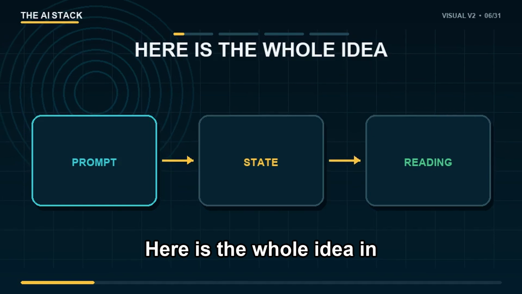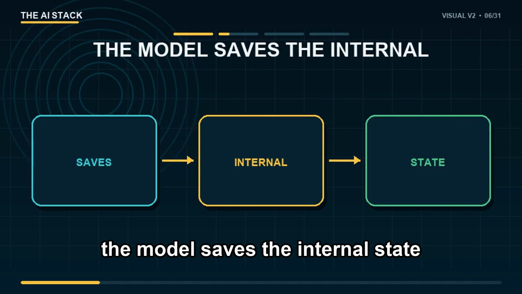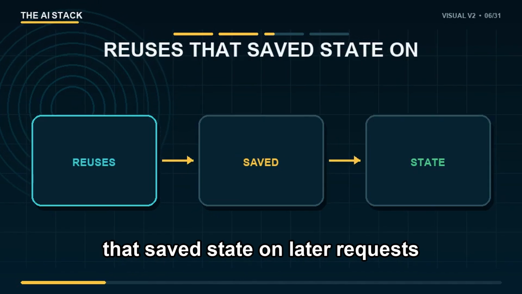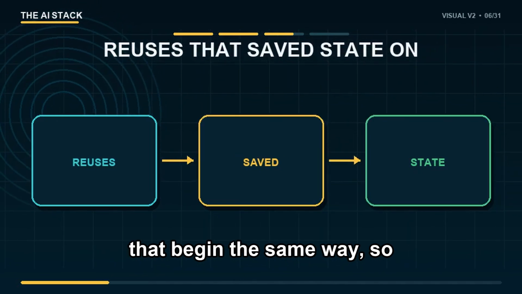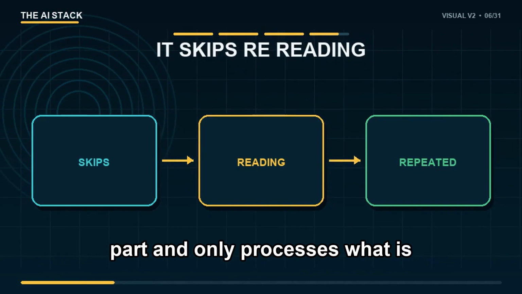Here is the whole idea in one sentence. Prompt caching is an optimization where the model saves the internal state it builds while reading a stable part of your prompt, and reuses that saved state on later requests that begin the same way, so it skips rereading the repeated part and only processes what is new.